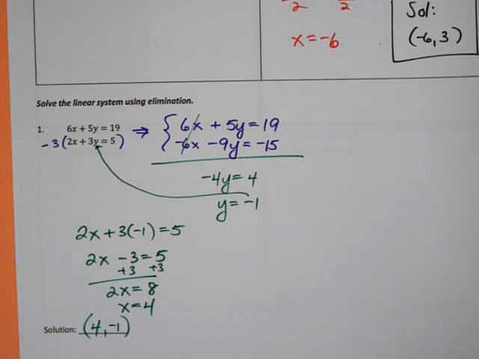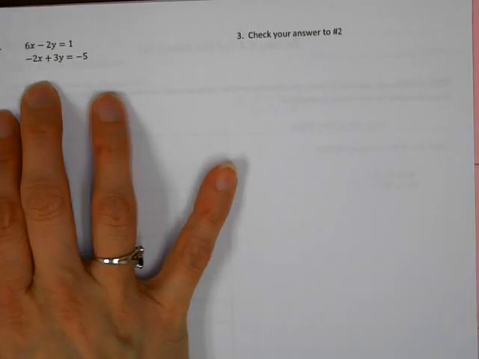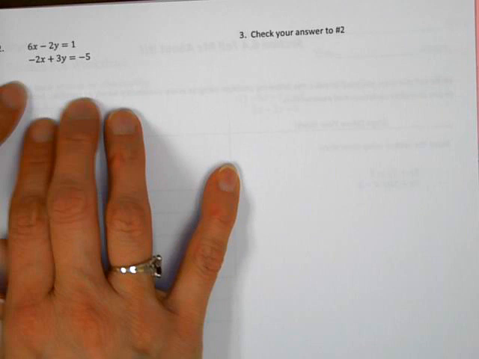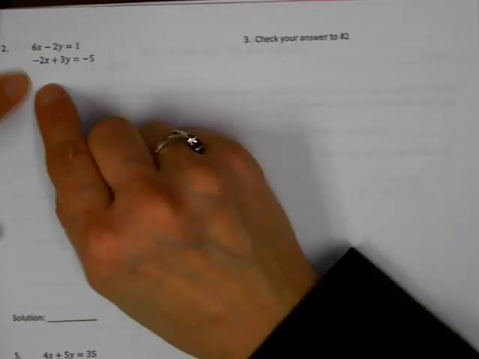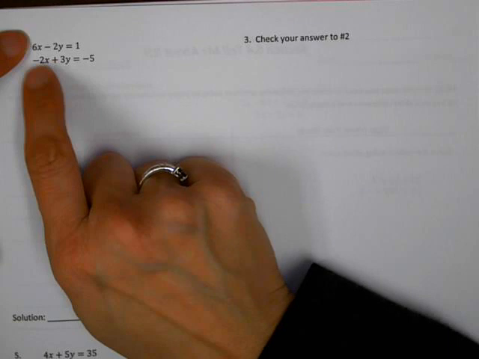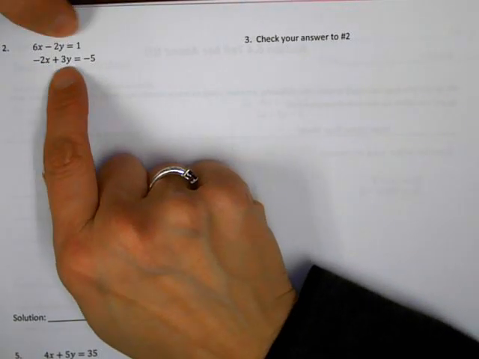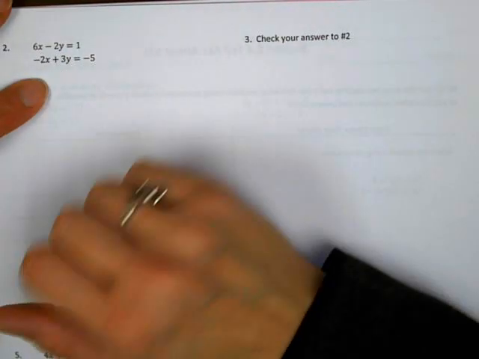Okay, all right, we got a couple more here. Number 2. Which variable should we get to eliminate? I noticed that x's have a positive and a negative. I like that. I noticed that the y's have a positive and a negative. Okay, so I guess they're both equally opposites.